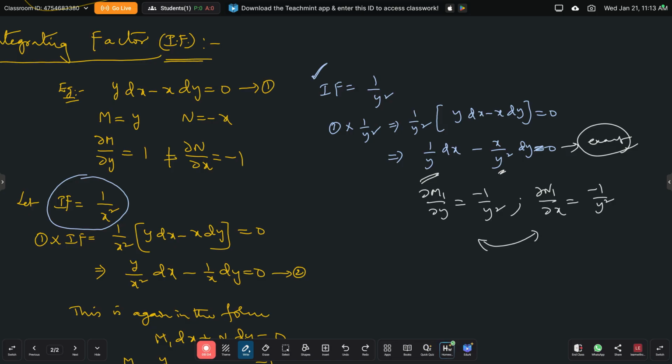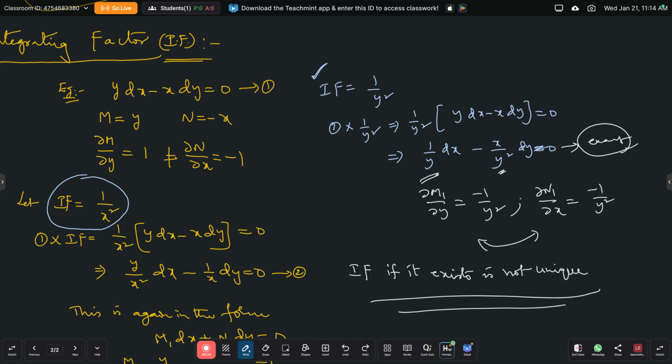Am I true? So what is our observation now? 1 by x square is an integrating factor to the differential equation. 1 by y square is also an integrating factor. Like that, I can even prove that 1 by x square plus y square is also an integrating factor. There are several integrating factors for the same differential equation. So the conclusion here is: an integrating factor, if it exists, is not unique.